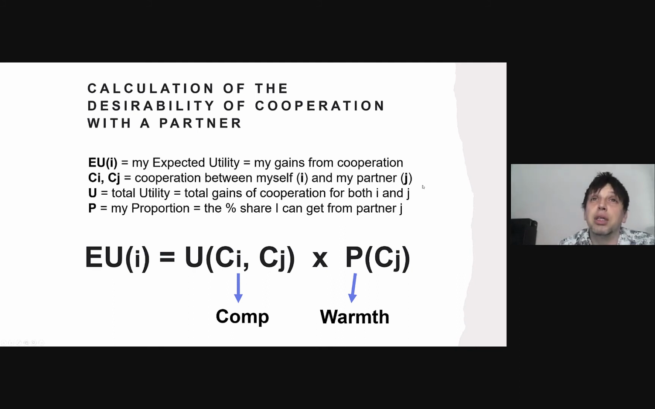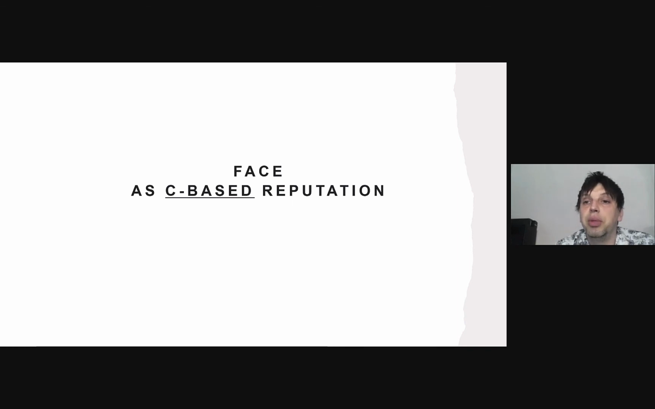So your expected utility, and I don't know if you can see my mouse pointer, is the product of the total gains from the cooperation, which depend on how competent the cooperators are, and also the share that you get from that cooperation, which depends on the perceived warmth of that cooperator. Well, maybe the actual one. So this would be the common denominator. Why is competence valuable and why is warmth valuable as parts of your image? Because judging by these variables, others may estimate your usability, your desirability, as a cooperative partner.